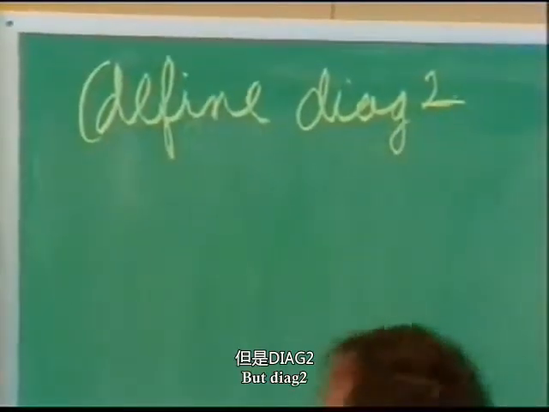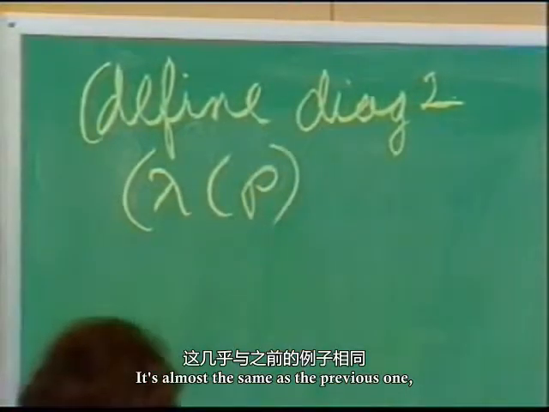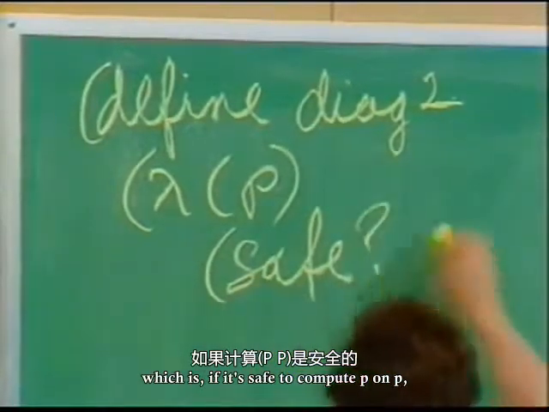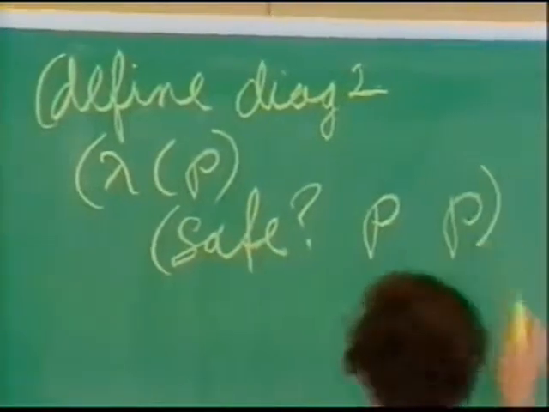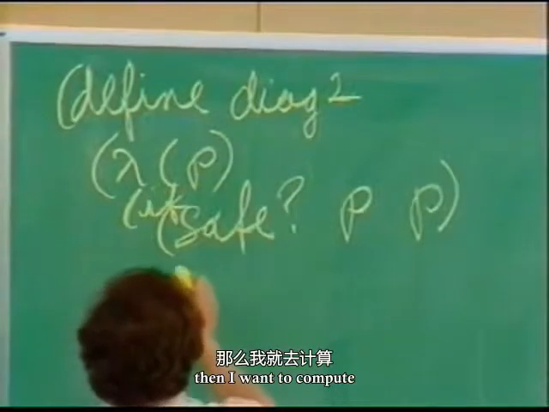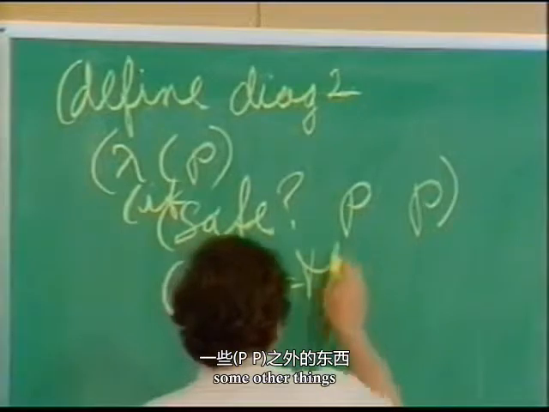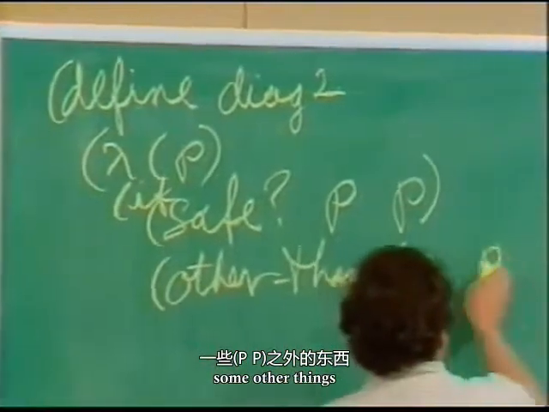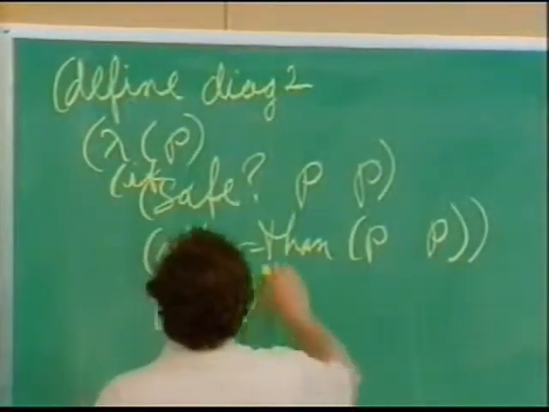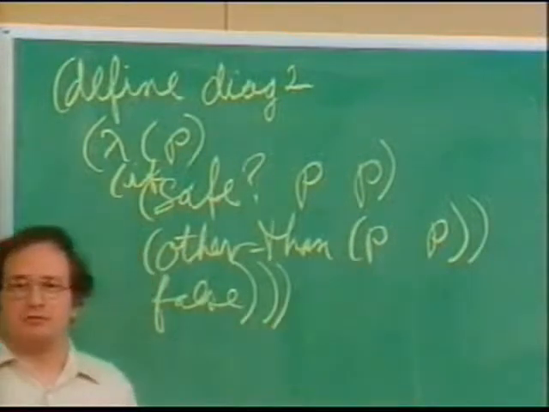But diag2 is, again, a procedure of one argument P, and it's almost the same as the previous one, which is: if it's safe to compute P on P, then I want to compute some other thing other than P of P. Otherwise, I'm going to put out false. Where other than says, whatever P of P is, I'm going to put out something else.